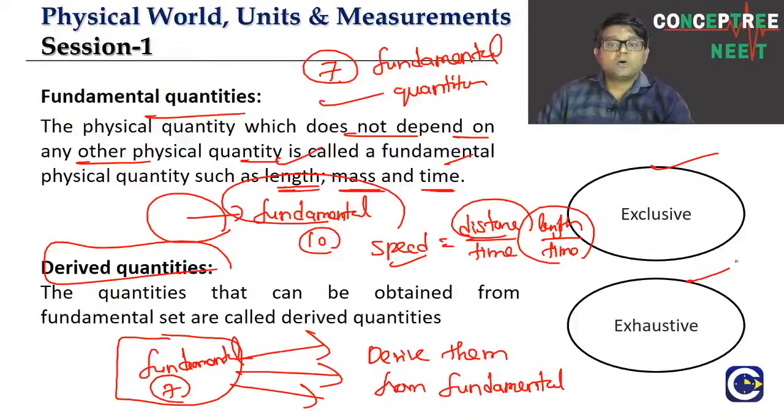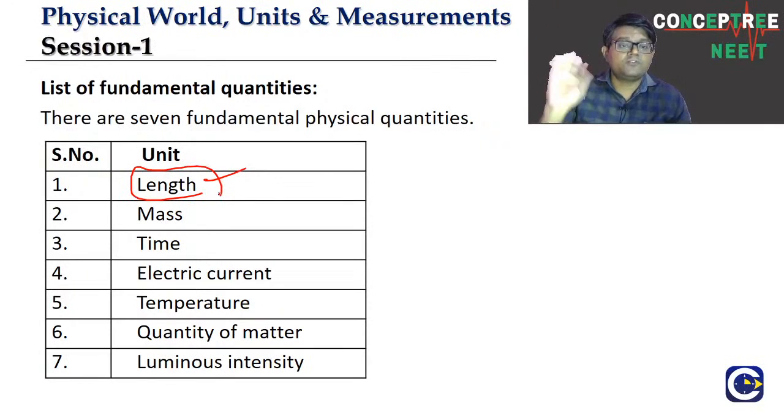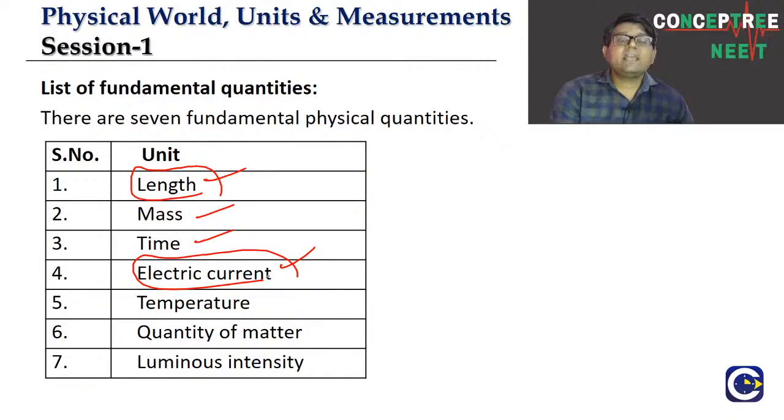Okay, so let's look at these 7 fundamental quantities. We said there are 7 fundamental, and what are they? Some of us may already be aware of these. First, length. It is not numbered like 1, 2, 3, 4; just know we are giving it here for our reference. So length, then mass, then time, then electric current.